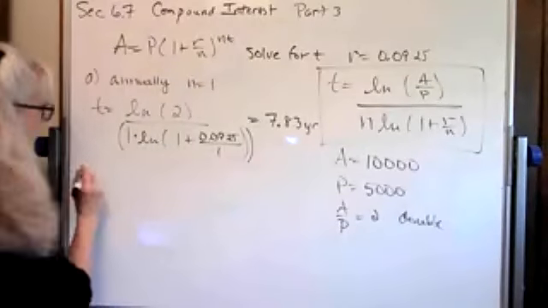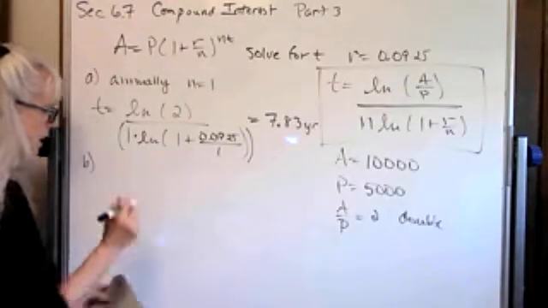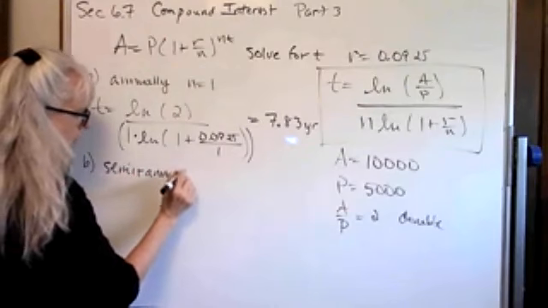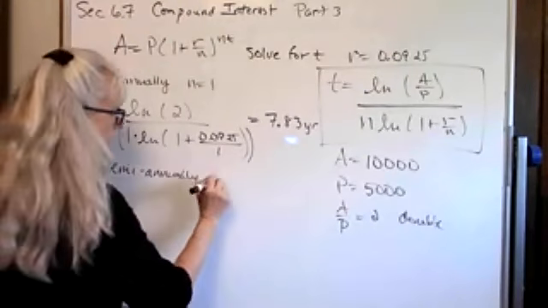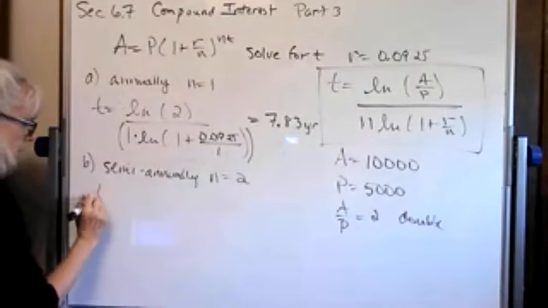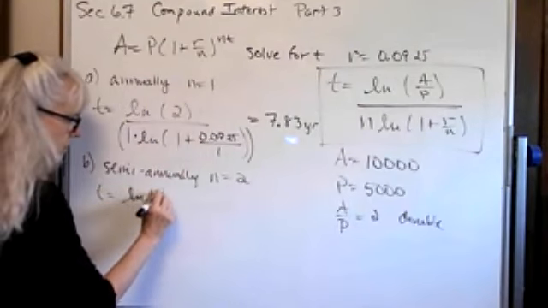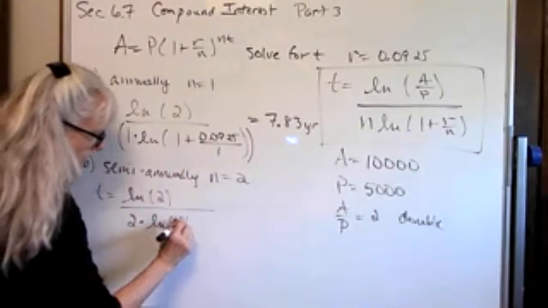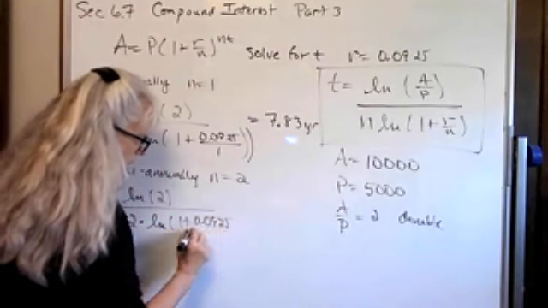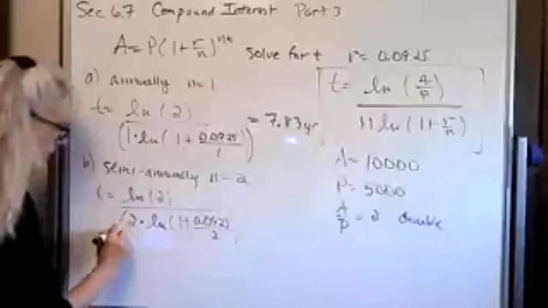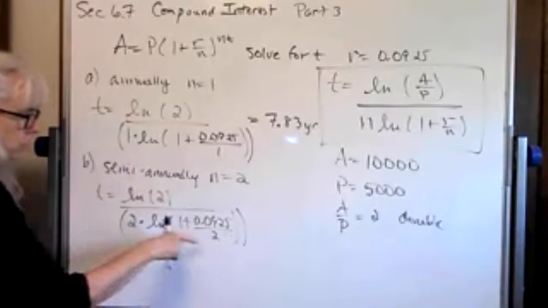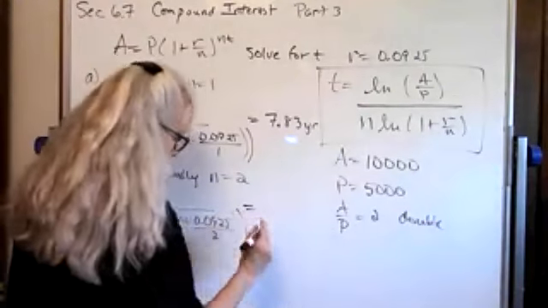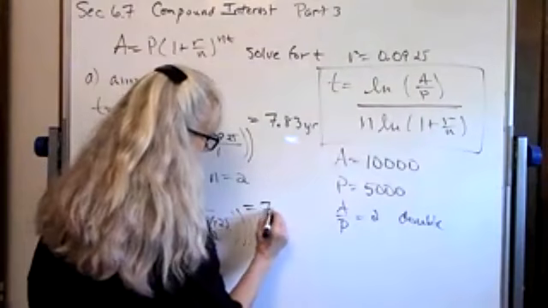Okay. Part B says, okay, what if instead we're doing it semi-annual? The only thing that changes here is N. So now N is equal to 2. Still got our formula. So T is going to be equal to the natural log of 2. That's the A over P still. But now we're going to have 2 times the natural log of 1 plus 0.0925 divided by 2. So that's why you need parentheses around the entire denominator, because you now have got some things more interesting than in the previous example. Number crunching that through, you're going to find out that it's going to take 7.67 years.